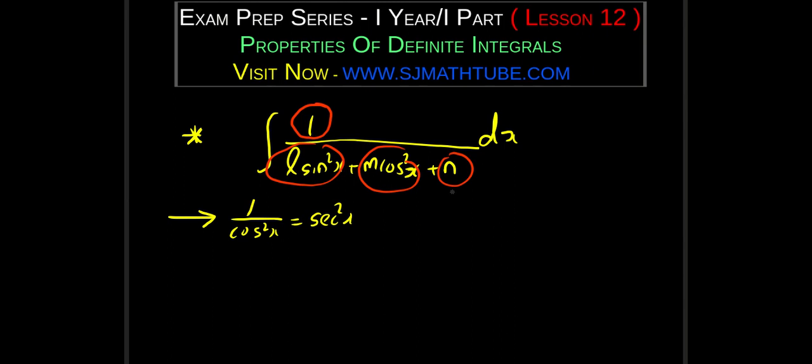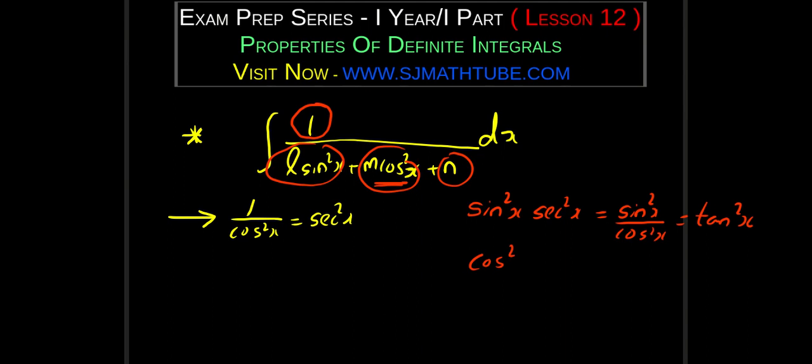And when you multiply the denominator, you might encounter sin square into sec square. And note that sin square into sec square is actually sin square into 1 by cos square. So you end up with tan square.